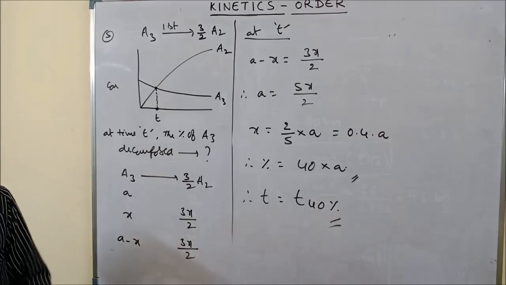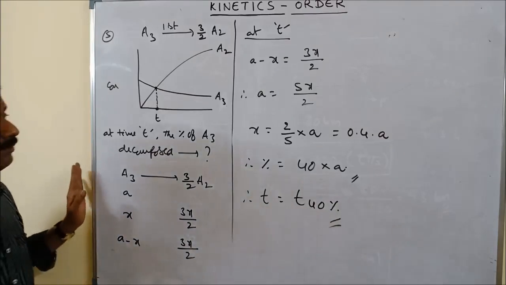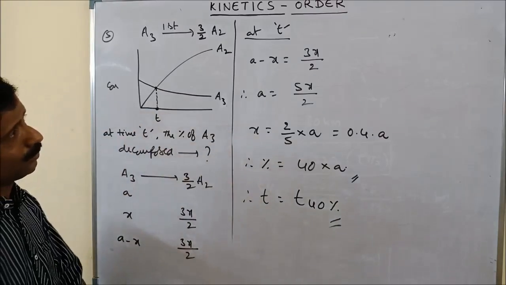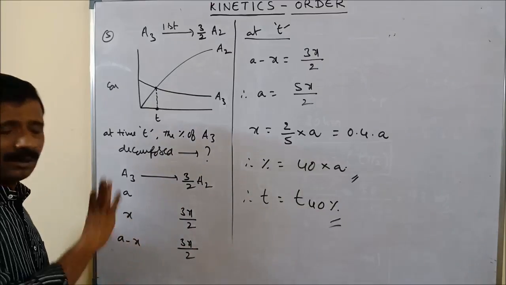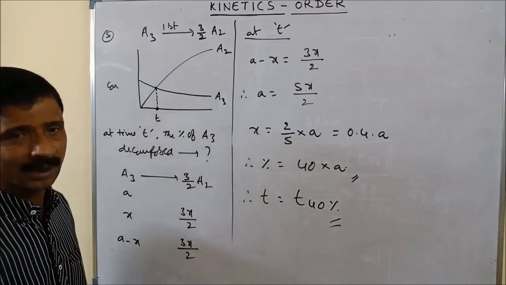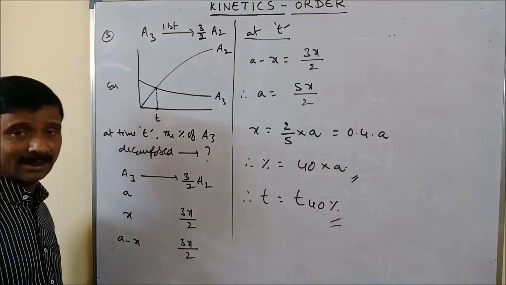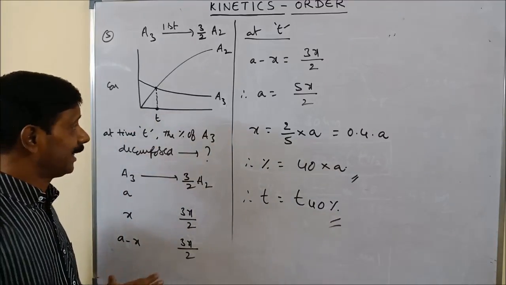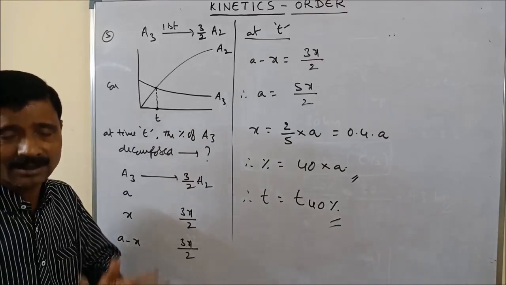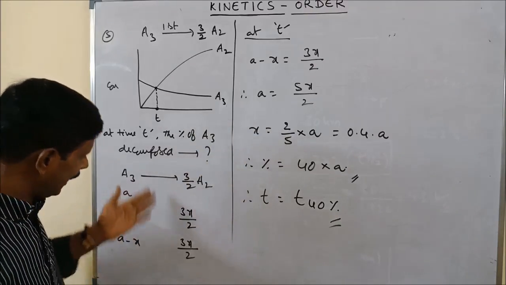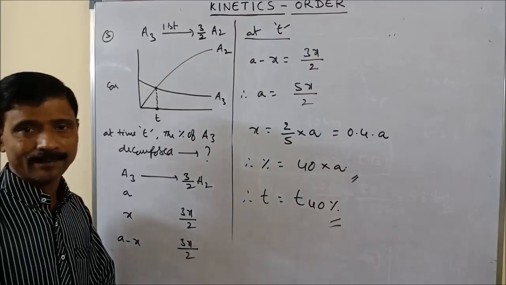So like that, by using this graphical information, we have to go for the corresponding values. But in all these models, one thing you have to remember: at the point of intersection, the concentration of both reactant and product are equal. Just by using that concept, as per the analysis, we are getting the answers.